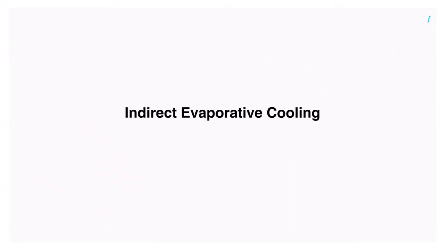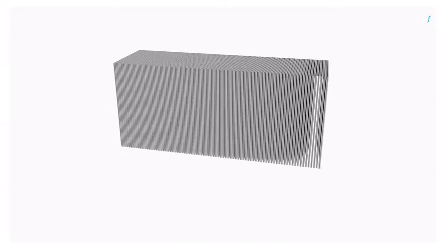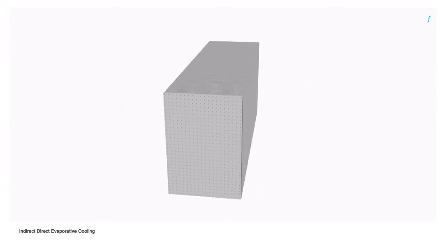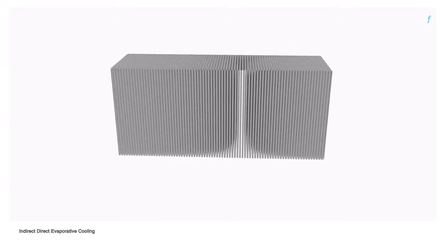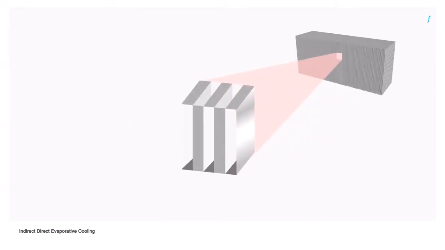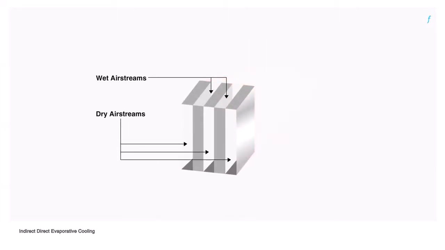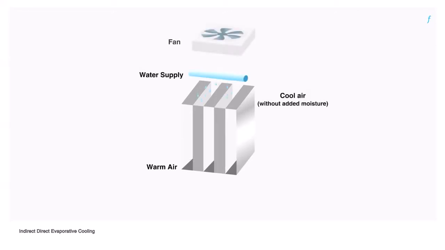The second type is indirect evaporative cooling. Here, we use a sensible heat exchanger as the medium. It consists of alternate panels allowing wet air streams and dry air streams. Water is allowed to drip on the heat exchanger into the panels allocated for wet air streams. The fans are switched on, and as warm air passes over the wet surface of the heat exchanger, water on it evaporates and the material of the heat exchanger is cooled.